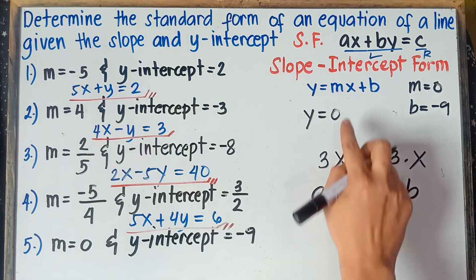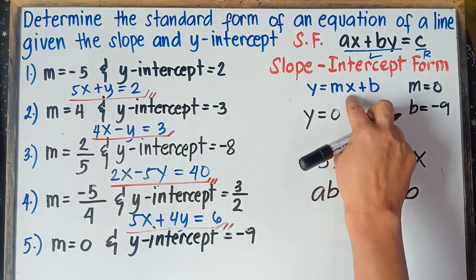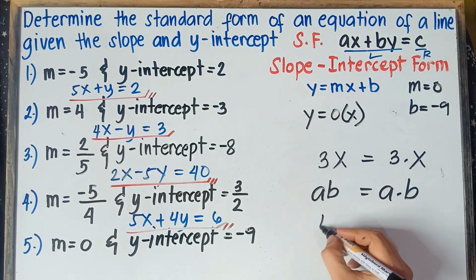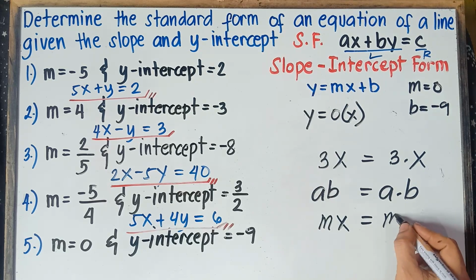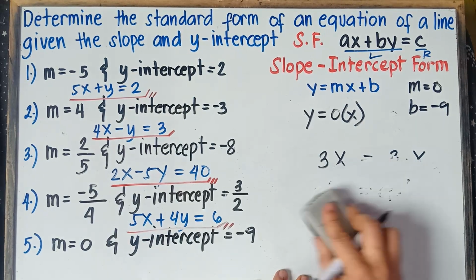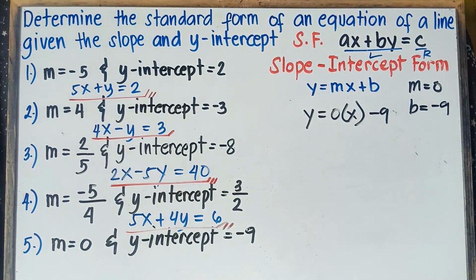So therefore, if we have mx, it means m times x. The value of m, that would be 0, and then simply multiplied by x. M times x is just the same with mx. So the value of m, that would be 0 multiplied by x. Alright, so 0 times x, and then the value of b, that would be negative 9.